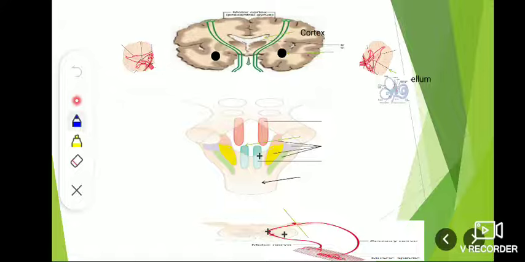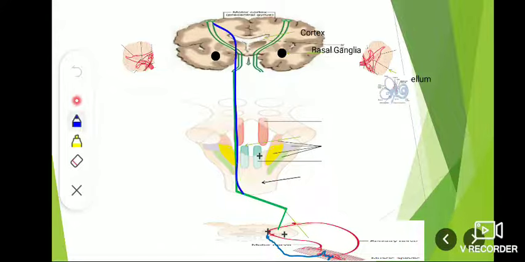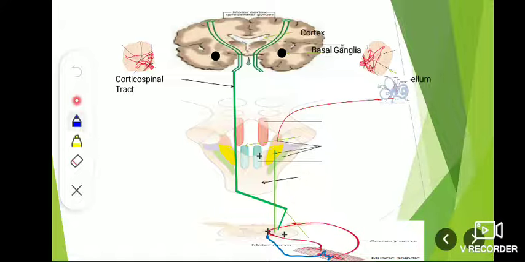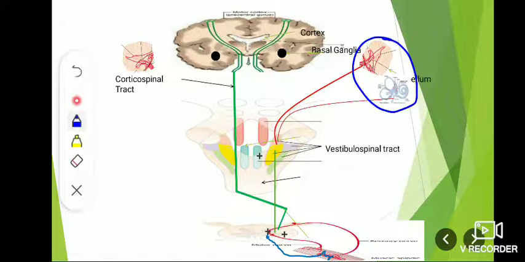Now let's segregate the different tracts which are ending. This is our basal ganglion. This is our main descending tract that we label as the corticospinal tract. This is one tract which is coming from the vestibular apparatus, that is the vestibulospinal tract, which is having control from both structures, that is the vestibular apparatus and cerebellum.